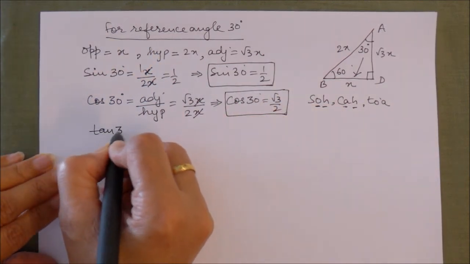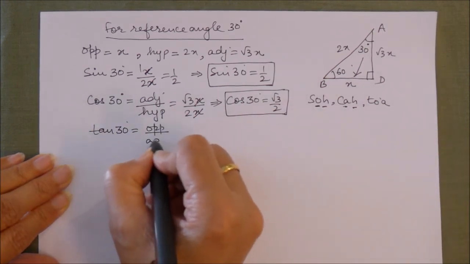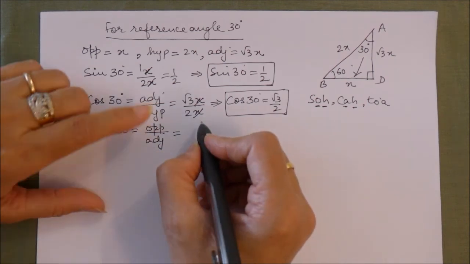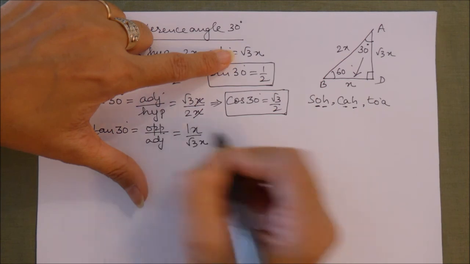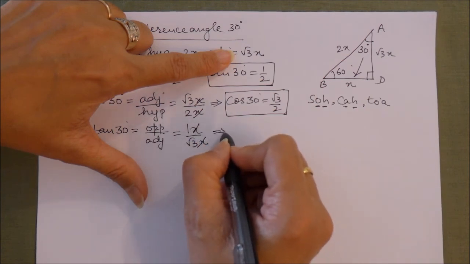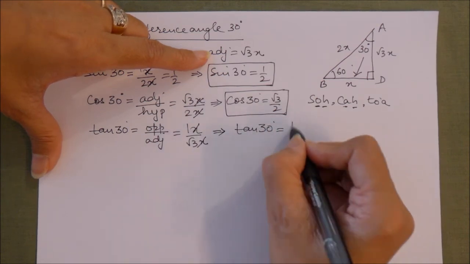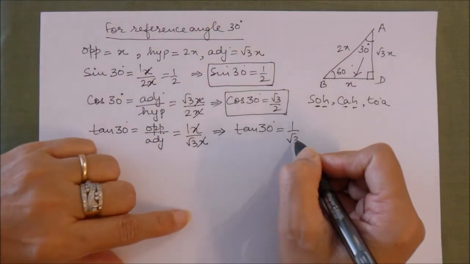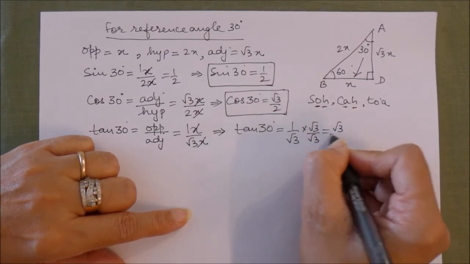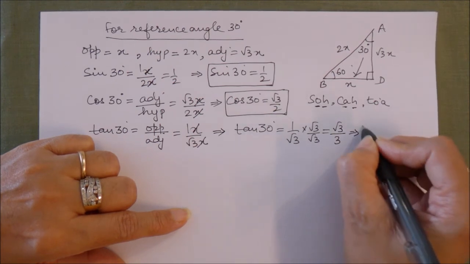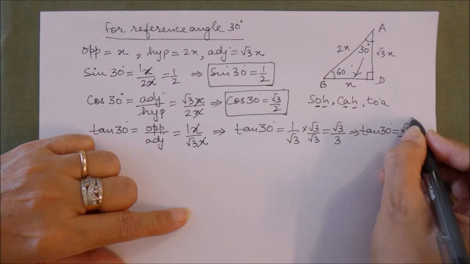Then tangent 30 degree. Tangent is opposite upon adjacent. So opposite is x upon adjacent is root 3 times x. So x gets cancelled. That means tangent 30 degree is 1 over root 3. But since there is a radical here, we rationalize it, which is root 3 upon 3. So we get tangent 30 degree is equal to root 3 upon 3.